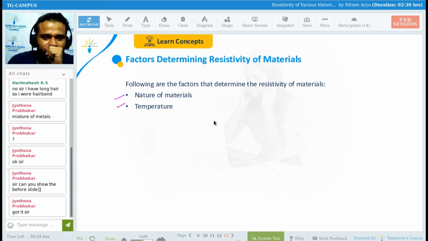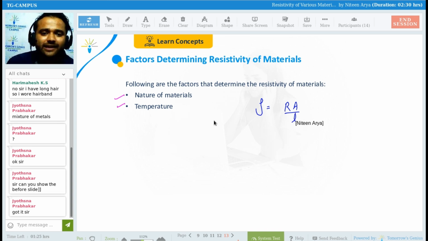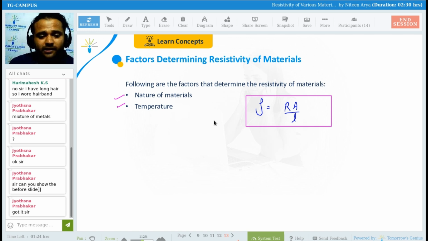So, what is written over here? Following are the factors that determine the resistivity of a material. As you can see, the resistivity is rho equals R A by L. But in general, what is resistivity? In general, we say resistivity is specific resistance, because that is really important for you to understand. That is specific resistance. And what is specific resistance?